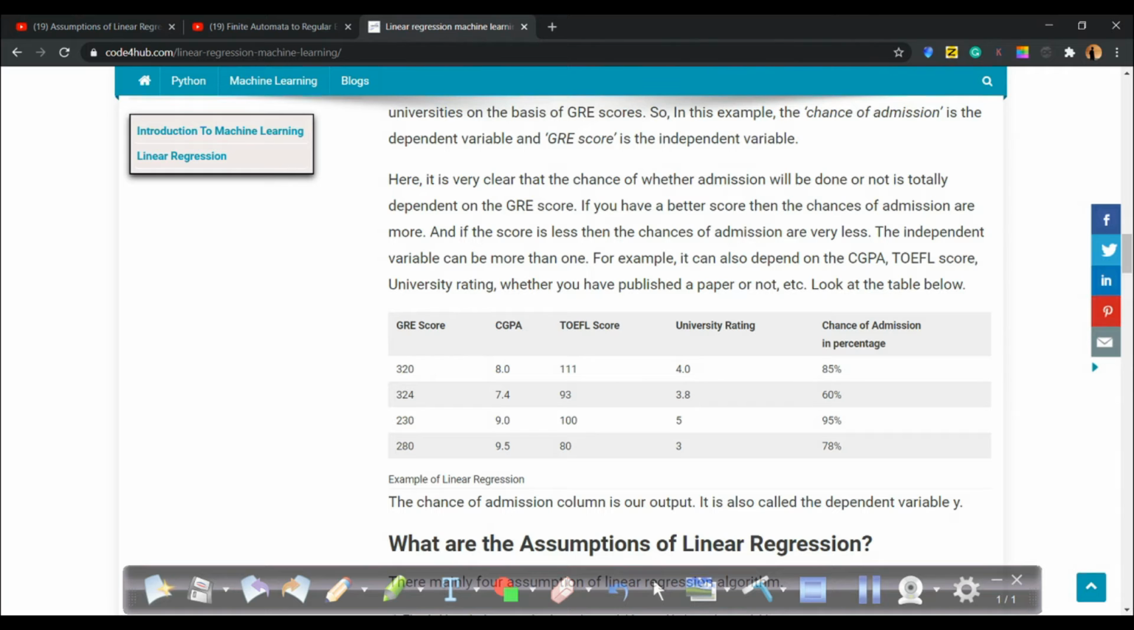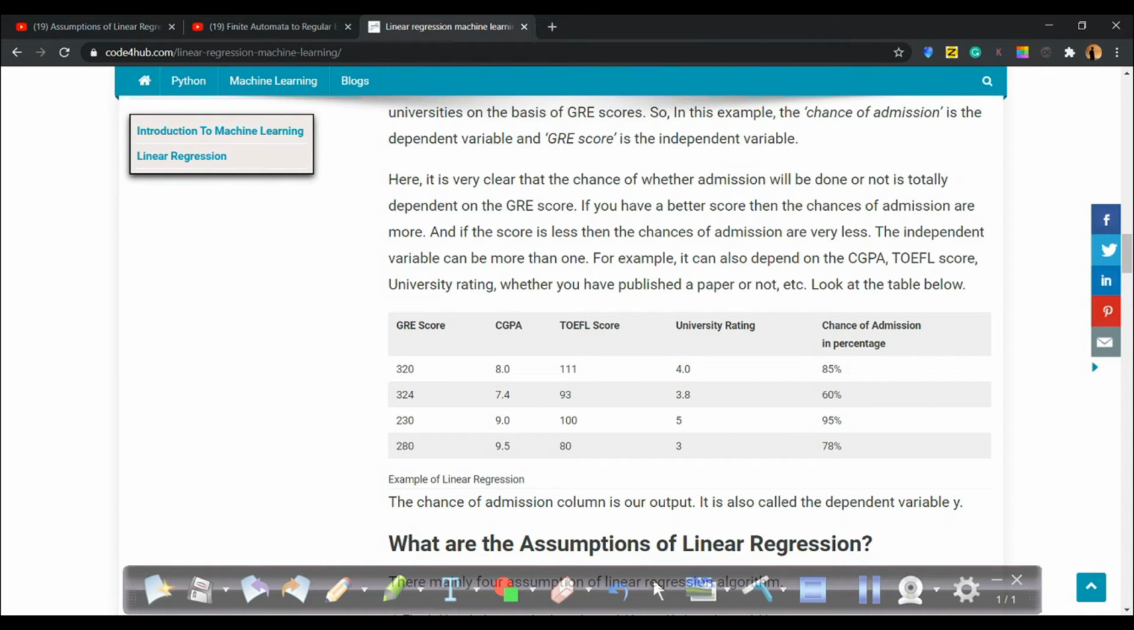So for explaining this concept, I have considered this table, which is about the GRE score. Here in this table, I am predicting the chance of admission using these variables. So let's suppose that you want to go to some foreign university, and for that you need to give an exam which is called GRE. So my main aim is to find the chance of admission. This chance of admission is our dependent variable, because it depends upon the GRE score, CGPA, TOEFL, and university rating. So it is dependent on all these variables. So this is called the dependent variable.